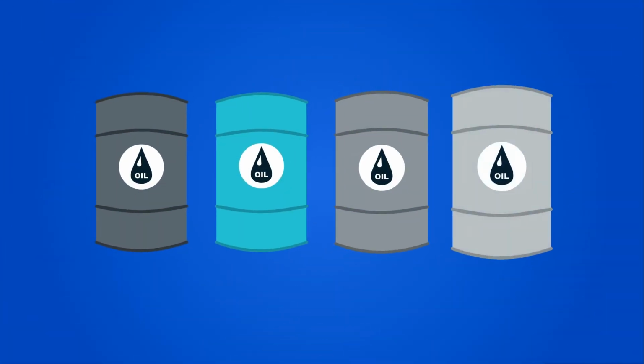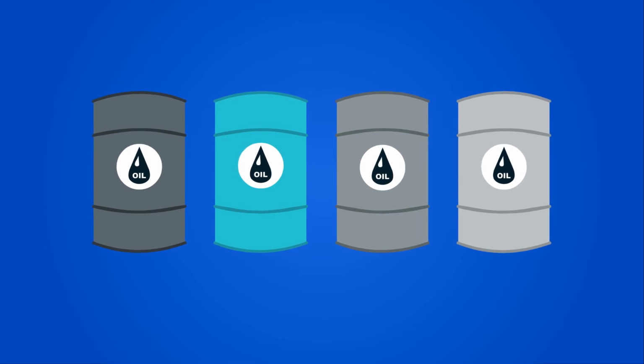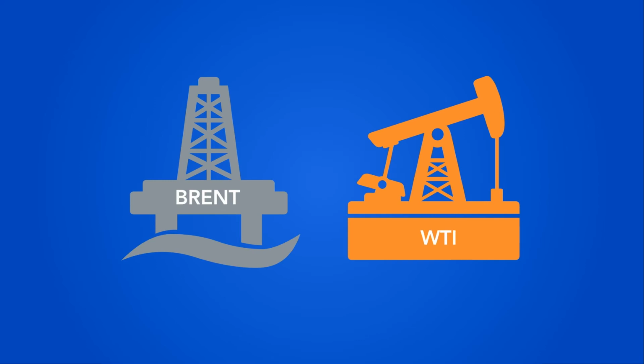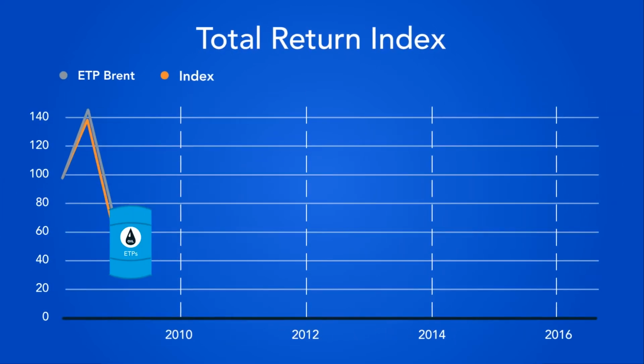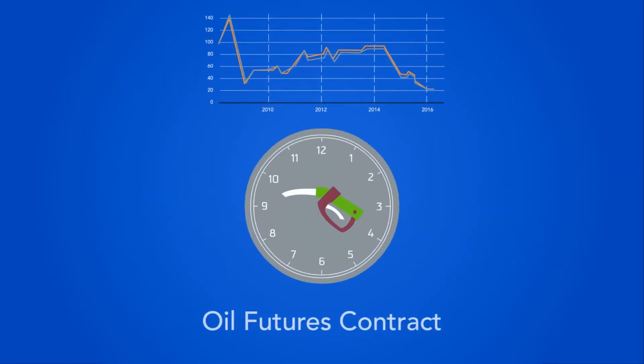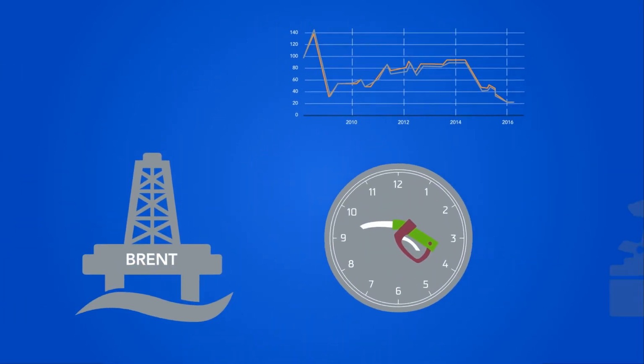There are many different grades of crude, but two oil-grade benchmarks dominate the global market: Brent crude and West Texas Intermediate. ETPs work by tracking total return indices underpinned by oil futures, typically based on the two major benchmarks.